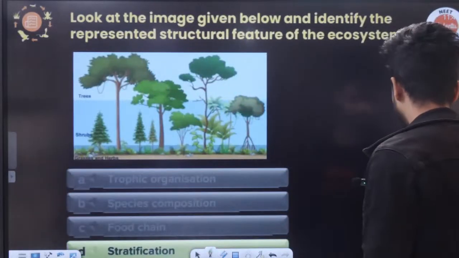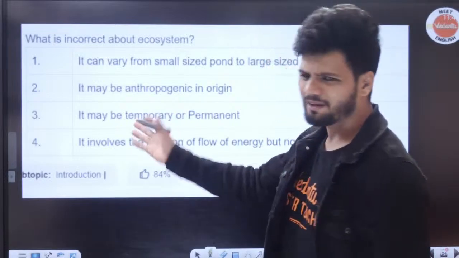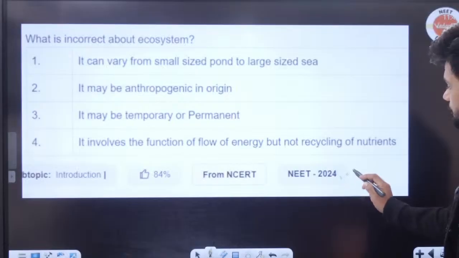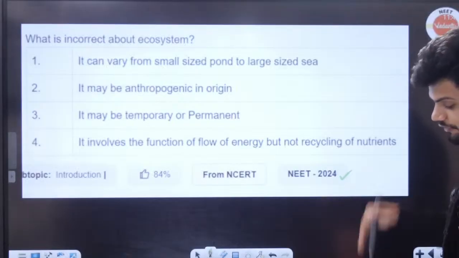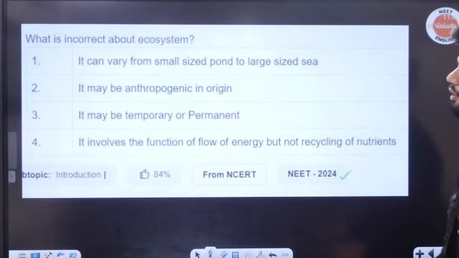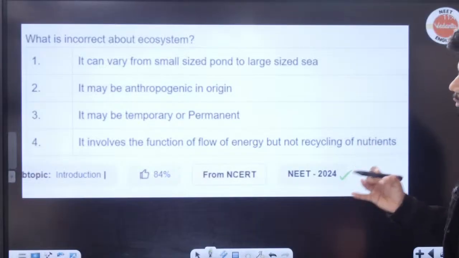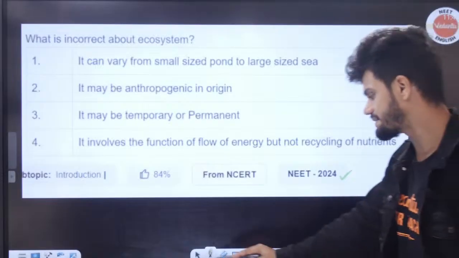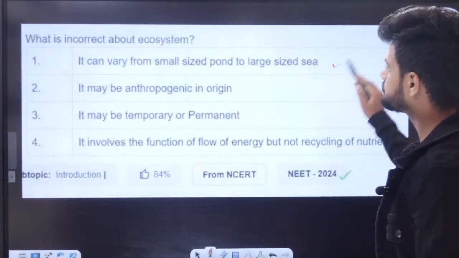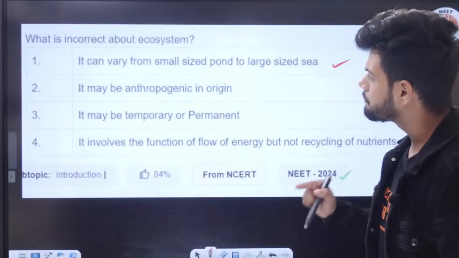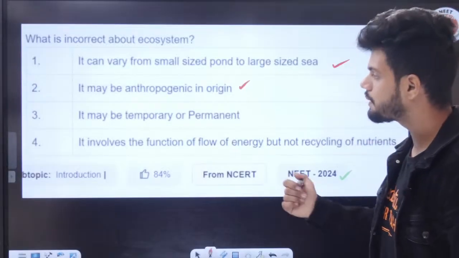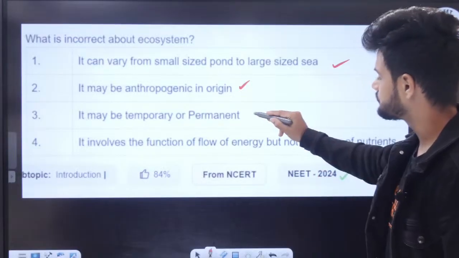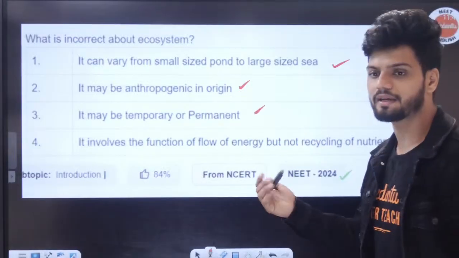Obviously, stratification. Now, quickly, one more question, all of you. NEET 2024. This year's question, fresh off the menu for all of you. What is incorrect about ecosystem? It can vary from the size of a small pond to a large sea. Yes, this is absolutely correct. It may be anthropogenic in origin. Yes, it can be human made. It may be temporary or permanent. Yes, temporary can be there.